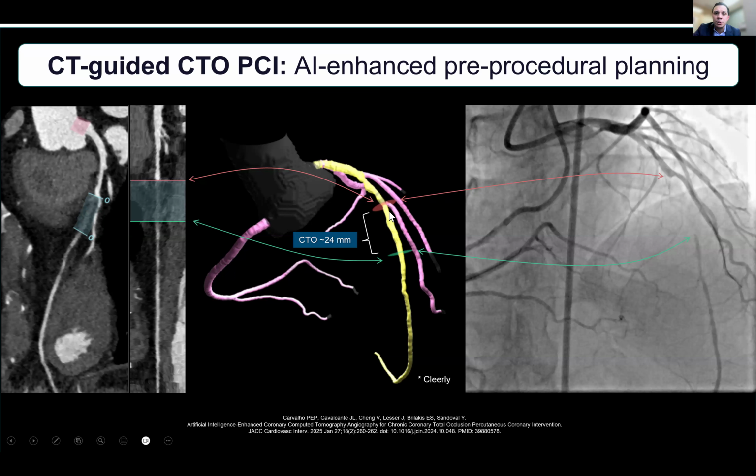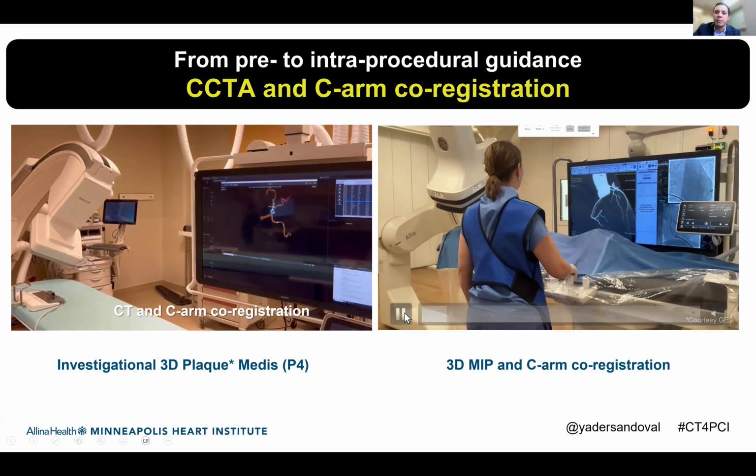This is with AI QCT, showing you can pretty much have automated detection of CTOs, which you can recreate in a 3D model. And again, we've published now a few papers looking at this, but we're entering again this new era in which it is easier to look at this information for everybody in the team.